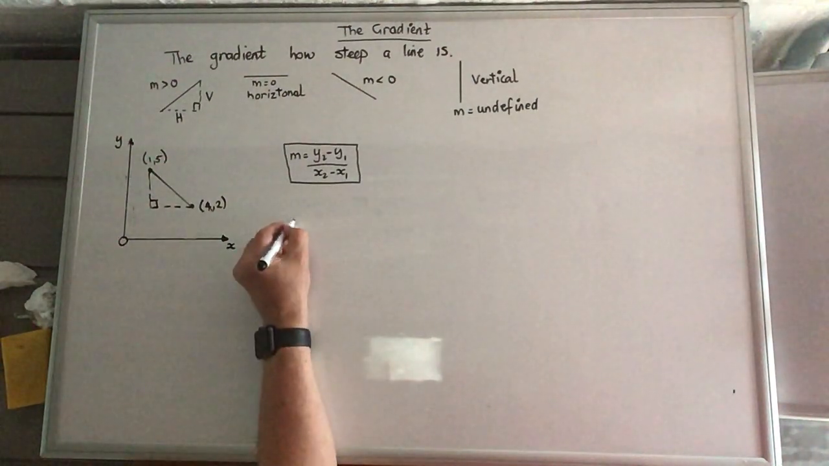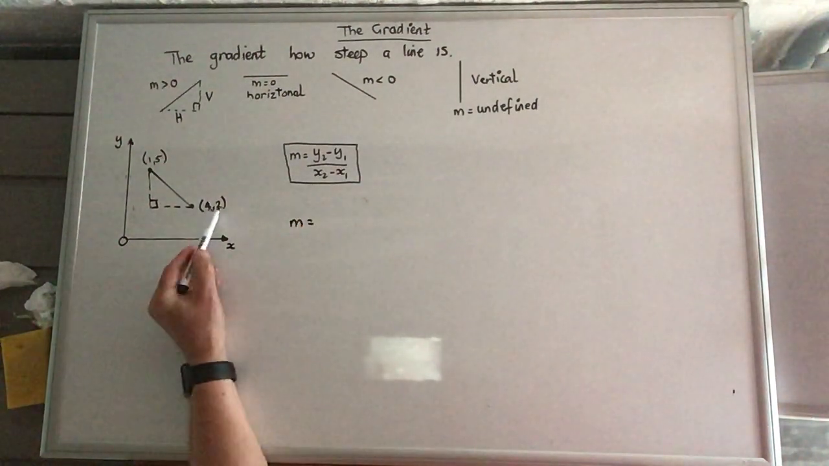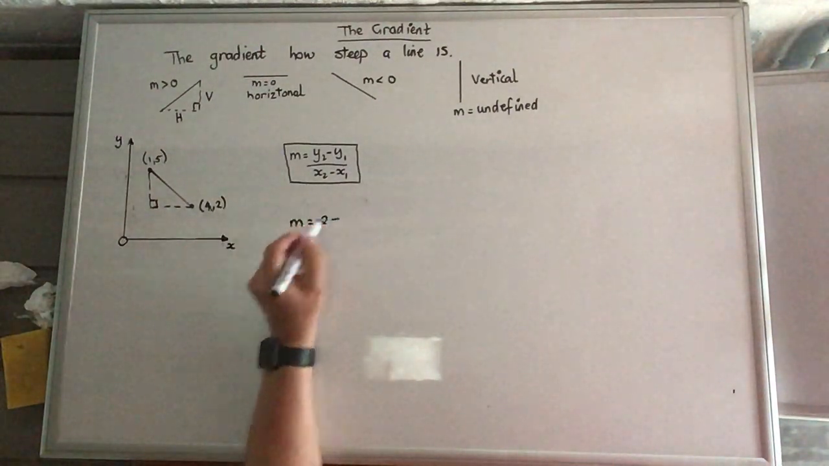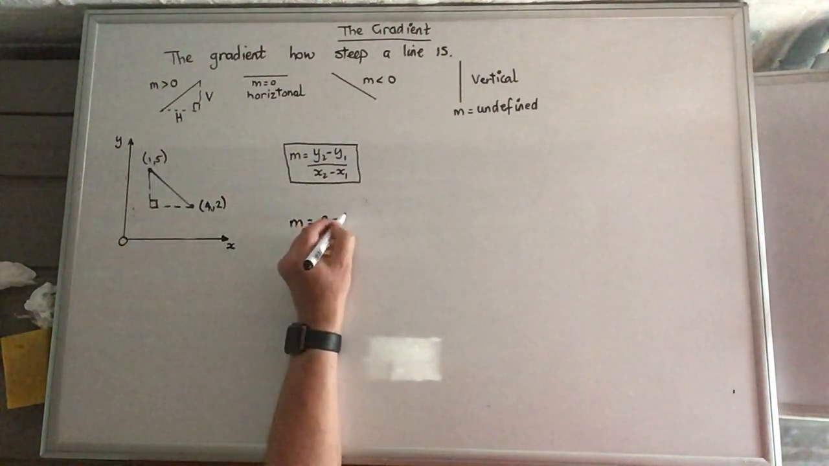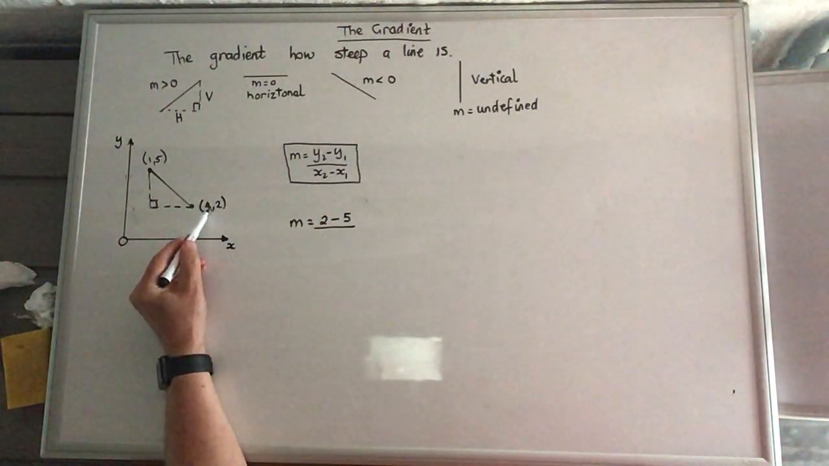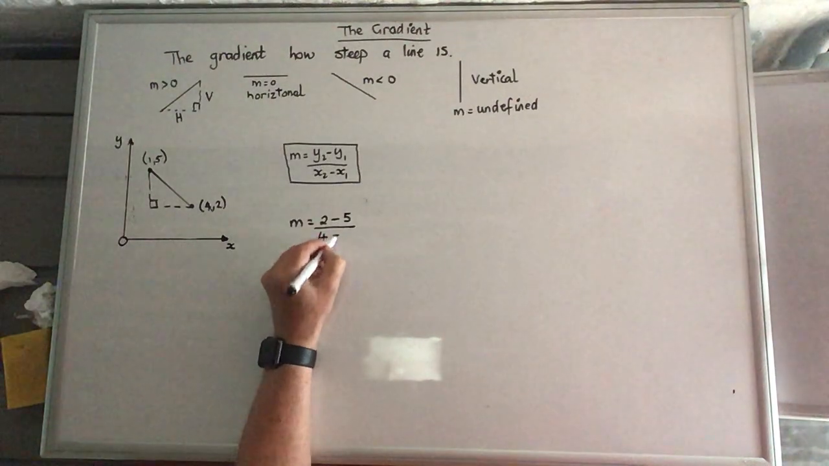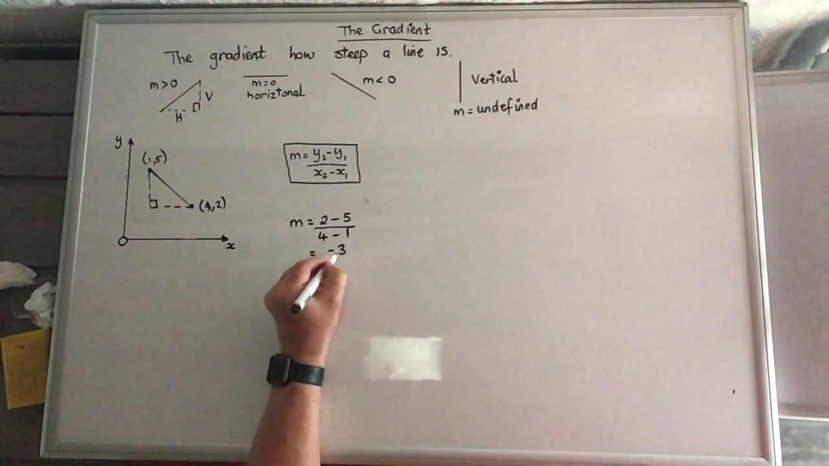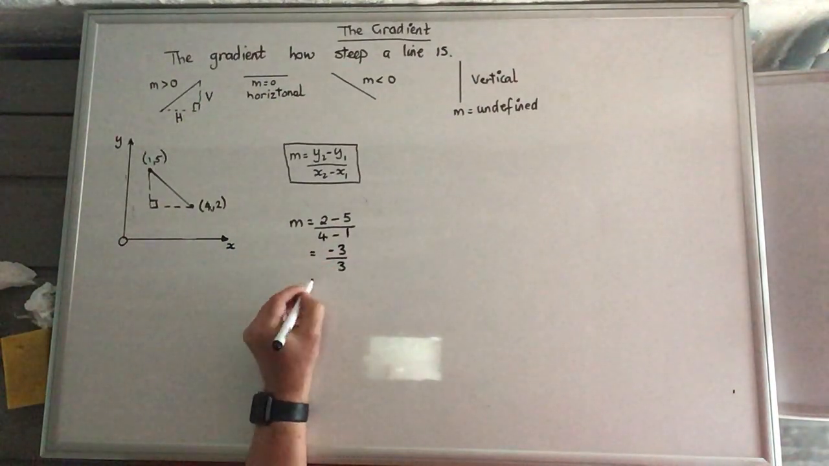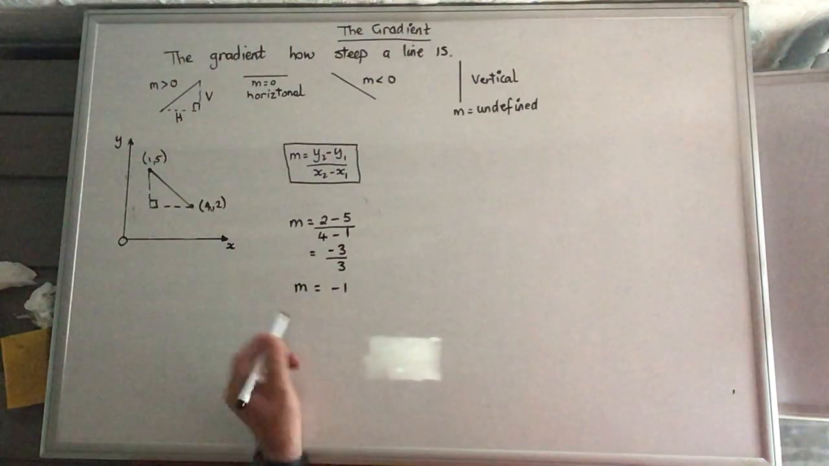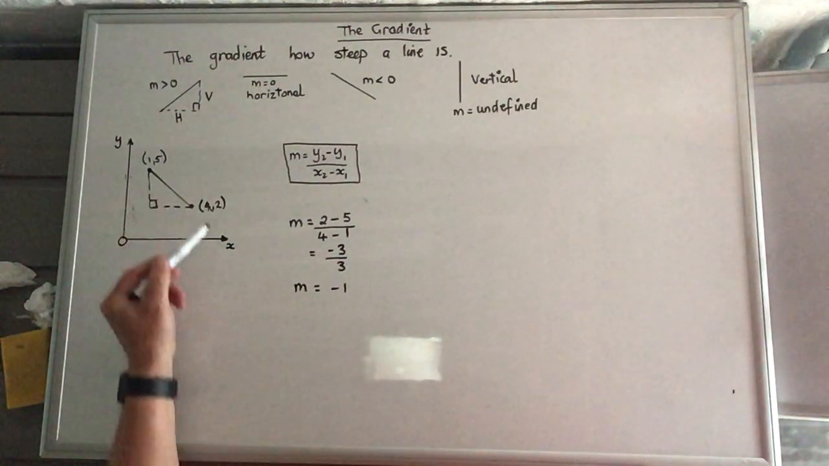And m equals, let's make y2 2, so that's 2 minus y1, which is 5, over x2, which is 4, minus x1, which is 1. So that gives me minus 3 over 3. Minus 3 divided by 3 is minus 1. So the gradient is minus 1, as expected, because it's a negative slope.